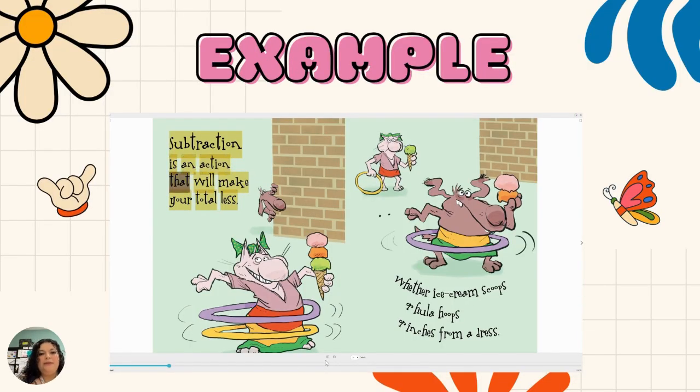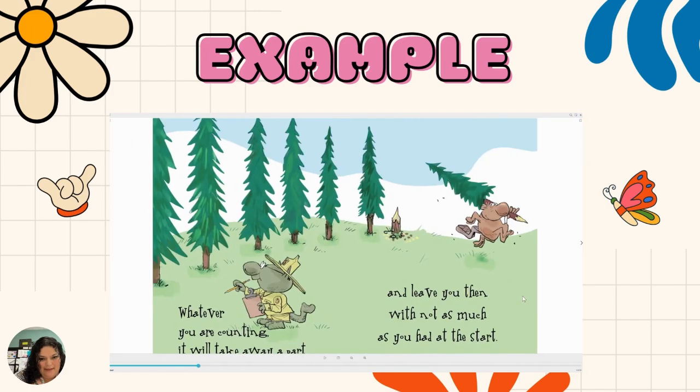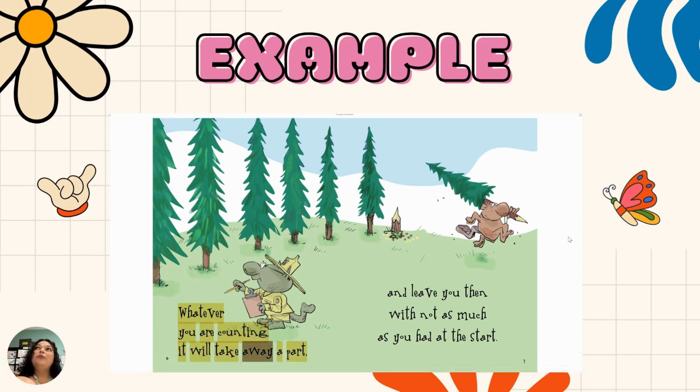So here's just a little example of what it would look like for the students. Whatever you are counting, whether ice cream scoops or hula hoops or inches from a dress, it will show what it would look like.